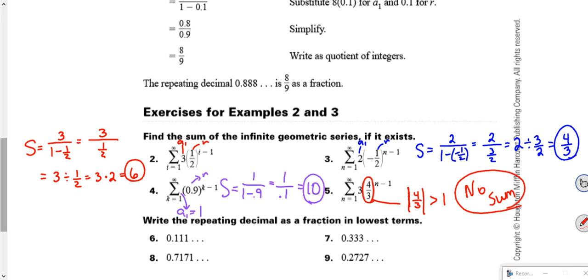Okay, because remember, one of the basic rules to use that formula for infinite geometric series sums is that the absolute value of R has to be less than 1. So that one doesn't work. Now let's go back up and talk about repeating decimals.